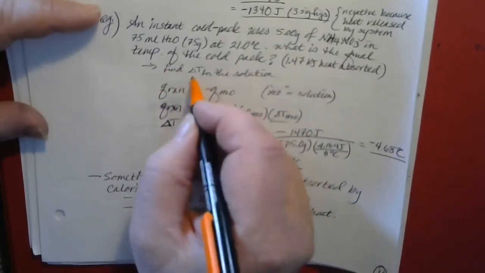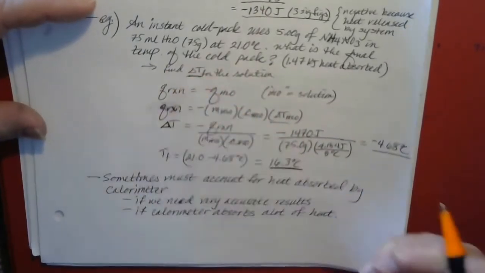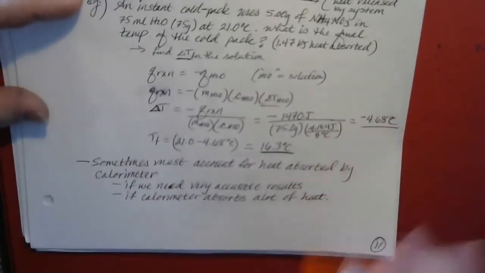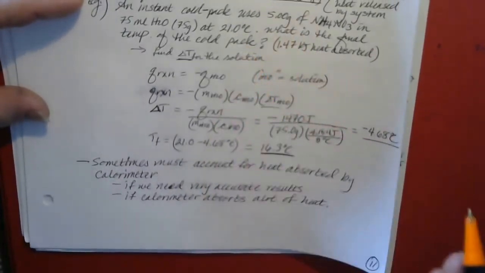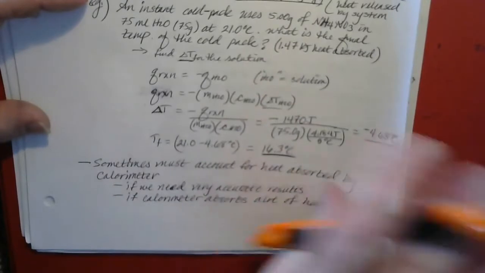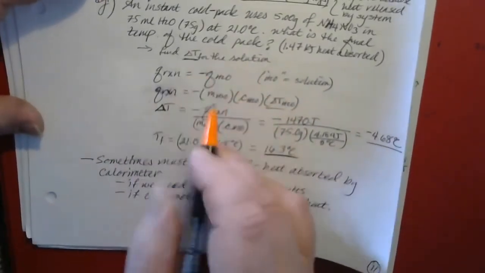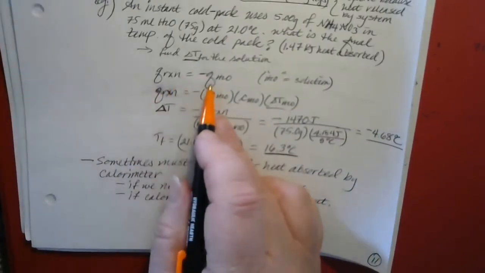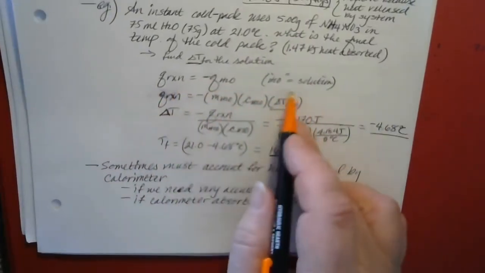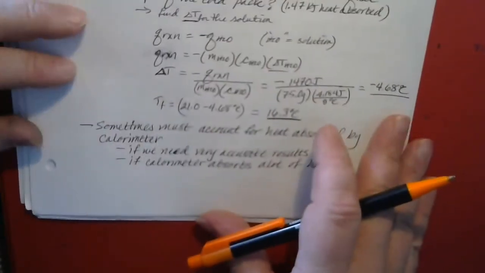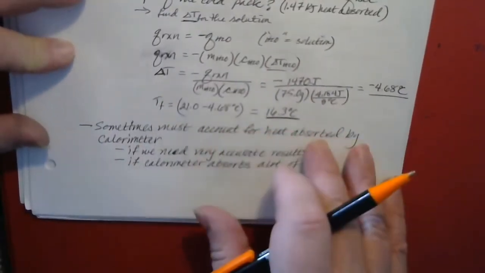All right, so the first thing we want to do is find delta T for the solution. We know the initial temperature, we don't know the final temperature, so we're going to hold the initial temperature off until later. For now, we're going to find delta T. We know that Q of reaction equals negative Q of H2O. In this case, H2O is, I'm just using that to represent the solution because it's actually water and ammonium nitrate.